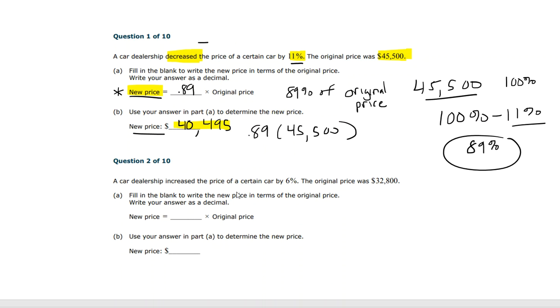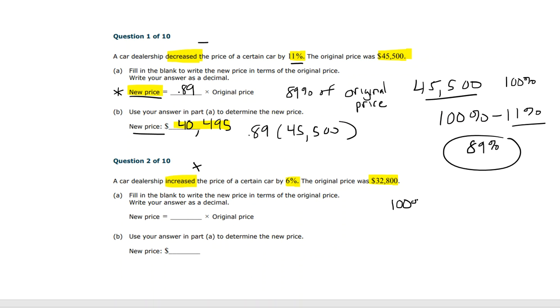On this one, it says a car dealership increased the price of a certain car by 6%. The original price was $32,800. So a couple of things to pay attention to. This time, the car dealership increased the price of a certain car. So we're going to be adding. They increased the price by 6%, and the original price was $32,800.